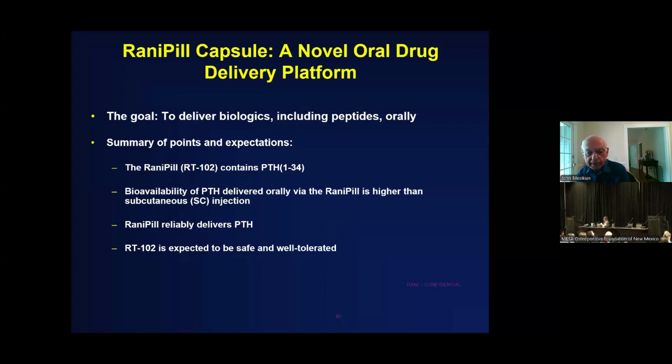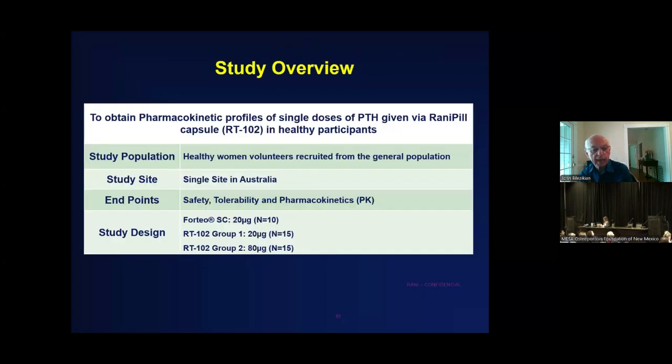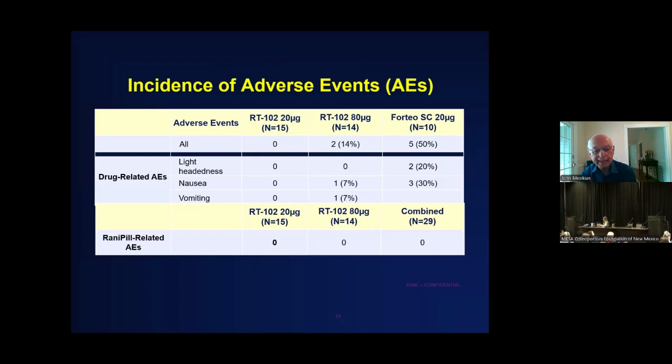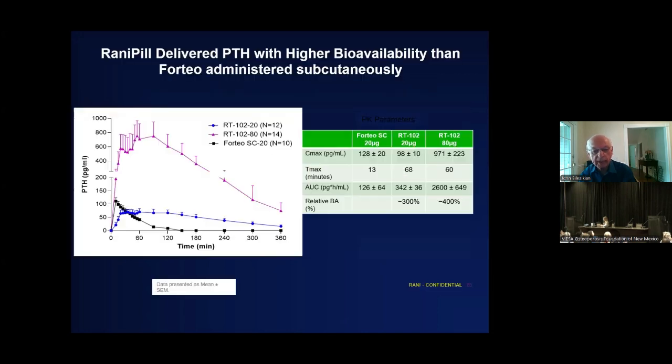It's said to have bioavailability even greater than sub-Q injection. There is a lot of developmental work that has to be done, but so far it seems to have promise. This was a phase 1 study, a single site study in Australia, comparing Forteo and 2 different doses of the Rani pill. In the comparison of adverse effects, there really wasn't much to see there.